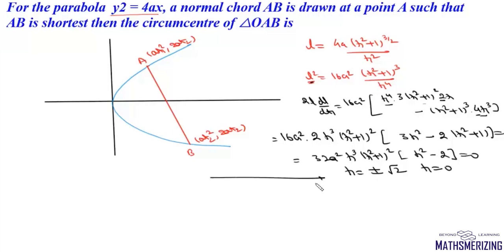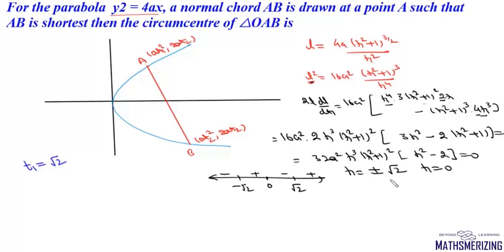So we'll plot these roots on a number line. We'll get minus root 2, 0 and plus root 2. Rightmost is plus, so it is plus, minus, plus and minus. So we'll get a minima when the value of t is either plus root 2 or minus root 2. So length of this normal chord will be minimum when the value of t1 is, say, root 2.